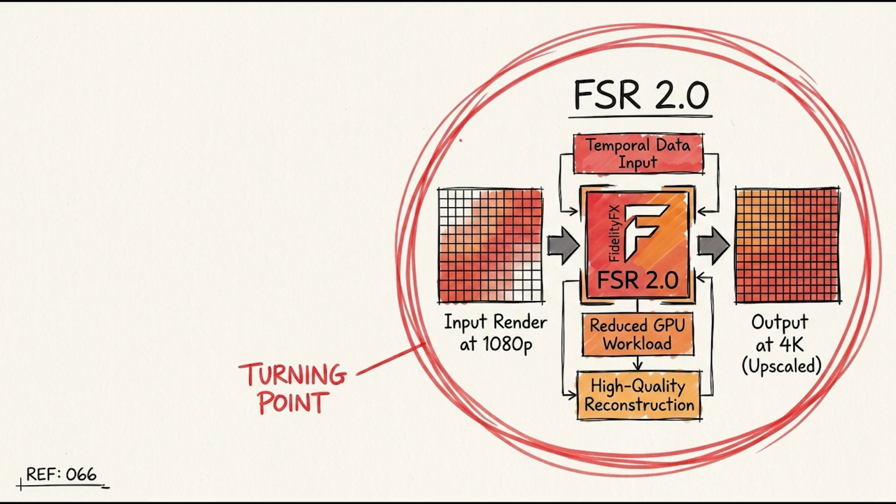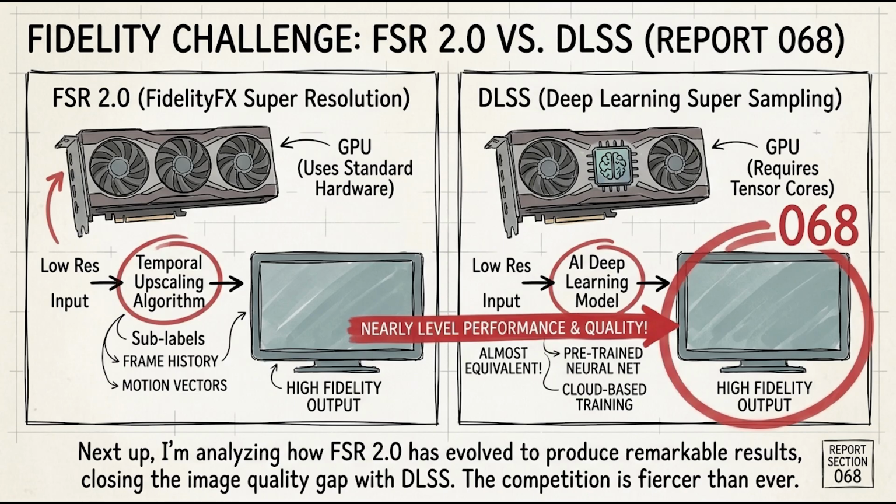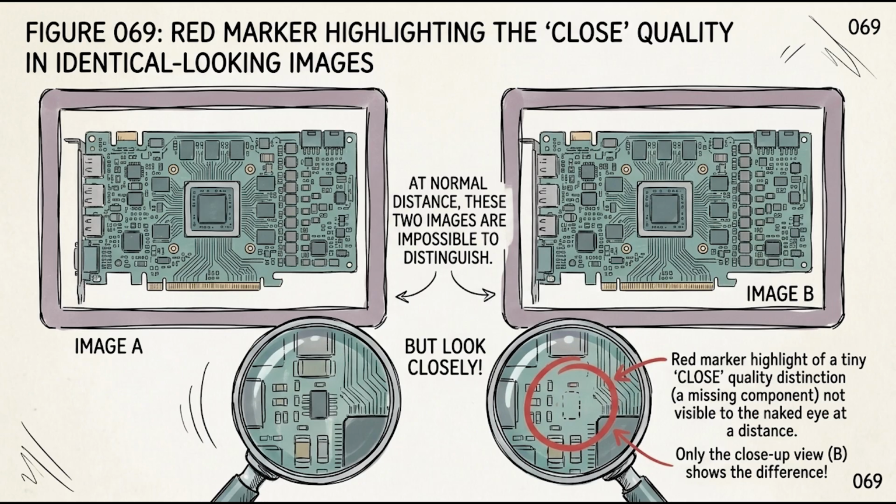FSR 2.0 was the real turning point. AMD switched to temporal upscaling, which uses motion vectors and frame history to reconstruct detail. That was a massive quality jump. Suddenly FSR was getting genuinely close to DLSS in a lot of games. Not identical, but close enough that you wouldn't notice at a normal viewing distance.